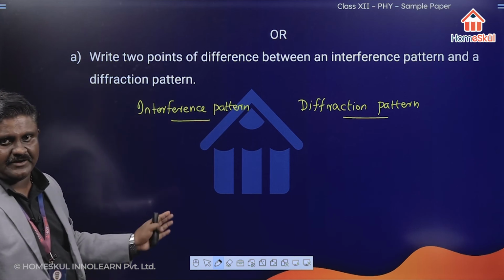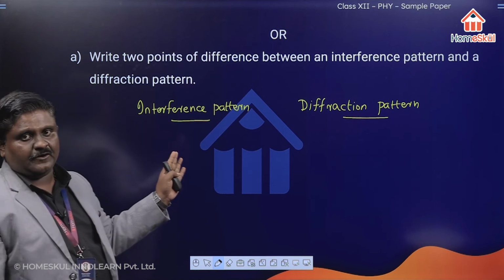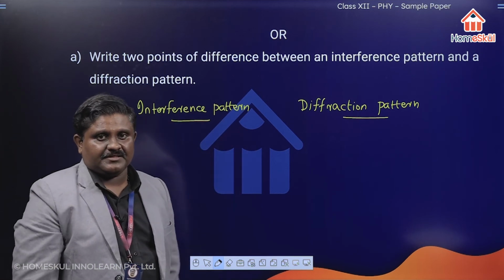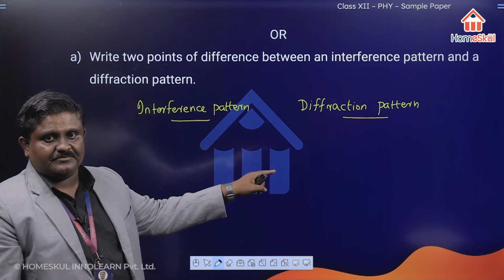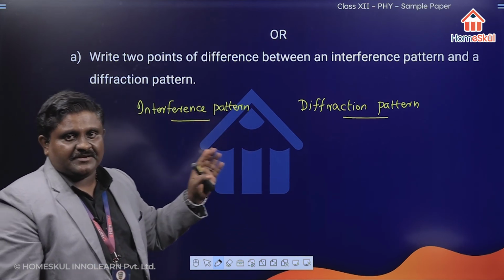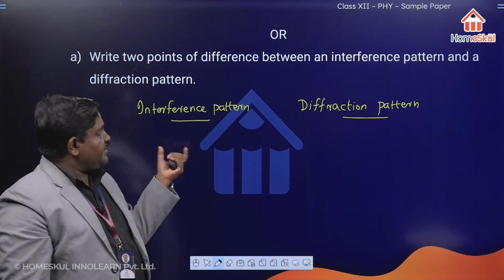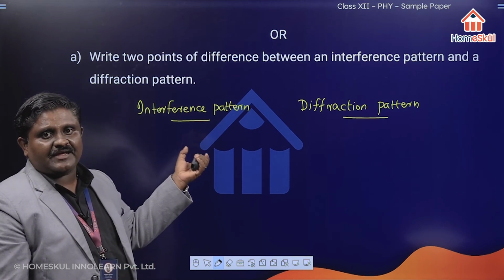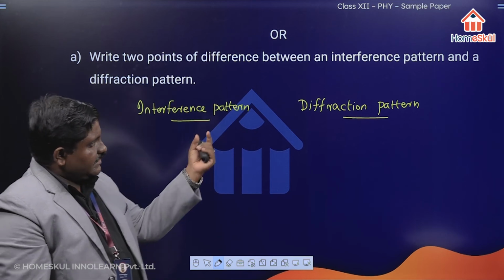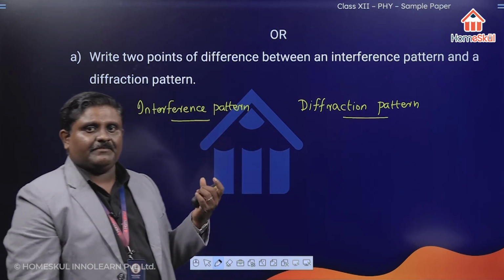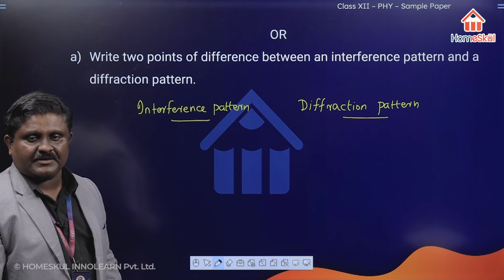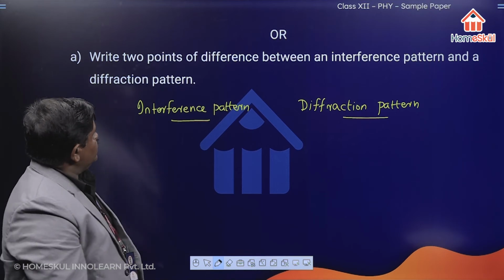Okay, so in interference, the intensity of the bright and dark bands are the same. Then what about the diffraction? Okay, then the intensity is different. Okay, then the second point of difference, in interference, each band has the same width. Okay, but in diffraction, the bandwidth is different. Clear? Okay, then next one.